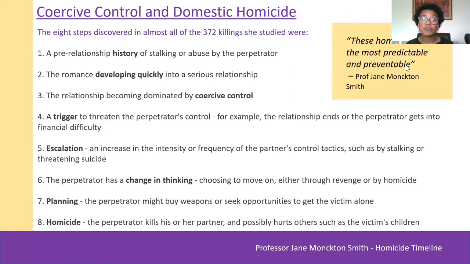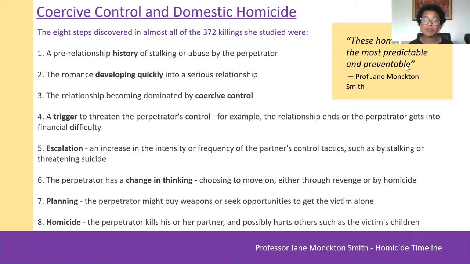So the second stage is the romance developing quickly into a serious relationship. And you might have heard some of the terms they use, like love bombing. So the relationship starts really great, it's really happy, he seems amazing, and it escalates very quickly into a serious relationship. But we know with coercive control that it is the ways that he is extending that control from the start. So finding ways to gain her trust, finding ways to suggest what he might think is best for her.